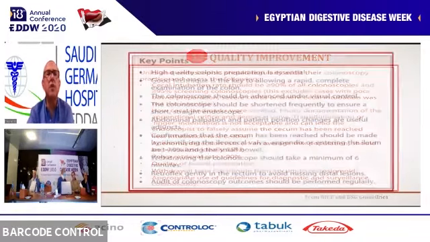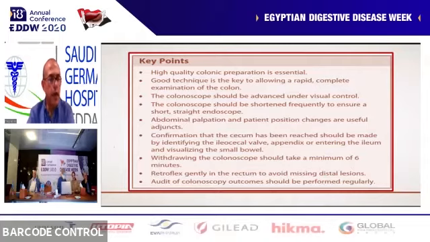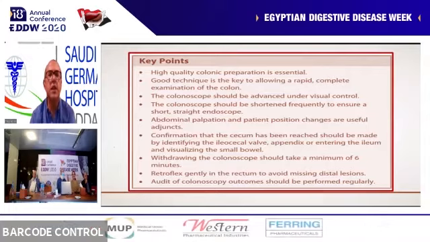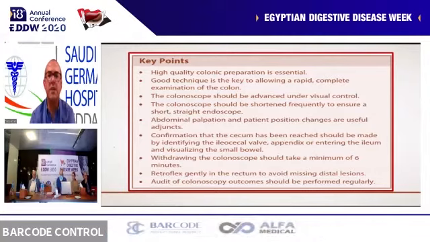So the take-home message is that high quality colonic preparation is essential. Good technique is the key to allow a rapid, complete examination. The scope should be advanced under direct visualization. The scope should be shortened frequently to ensure a short, straight endoscope. Abdominal palpation and patient position changes are useful. Confirmation that the cecum has been reached should be made by identifying the ileocecal valve and appendix, or entering the ileum and visualizing the small bowel.